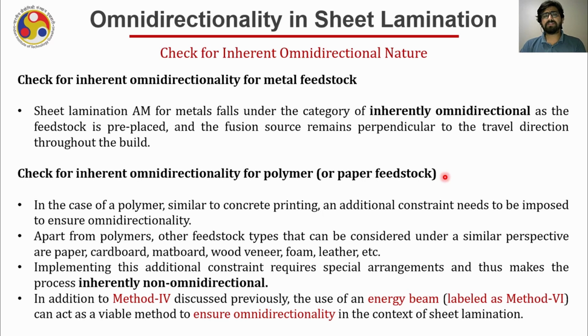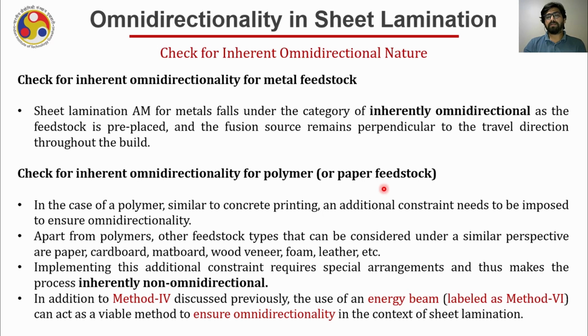So let us discuss the metal based system for cutting as well. Typically after joining the two sheets of metal, an end milling cutter is used to cut the remaining portion. And as the end milling cutter is always perpendicular and can move in any direction without an issue, the process is omnidirectional. But in the case of paper cutting, if you remember the laminated object manufacturing process, we use a laser beam to cut the remaining portion of the sheet.